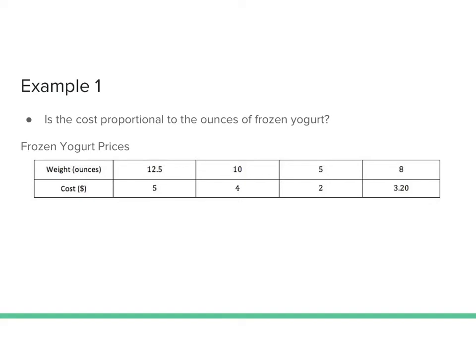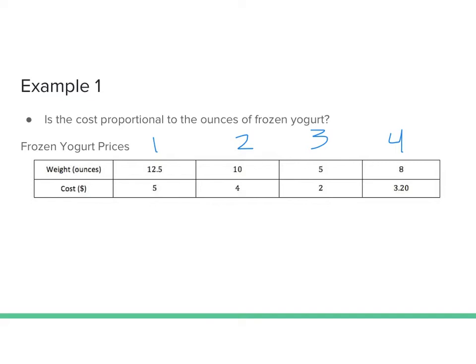To figure this out, we need to set up our ratios. I'm going to add some numbers to this. We're going to call this person 1, person 2, person 3, and person 4. And if you would, just go ahead, pause the video, copy down this table for me, so we can get to work on finding out if this is a proportional relationship.